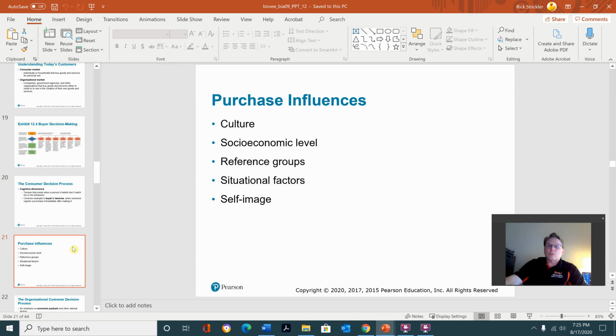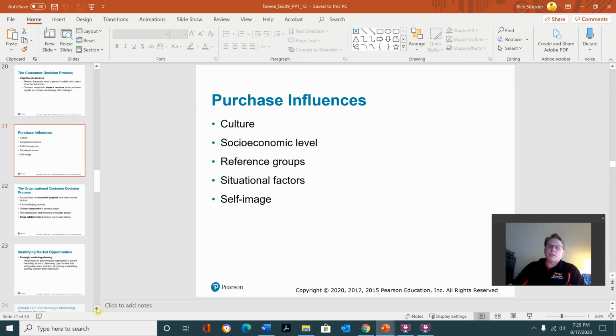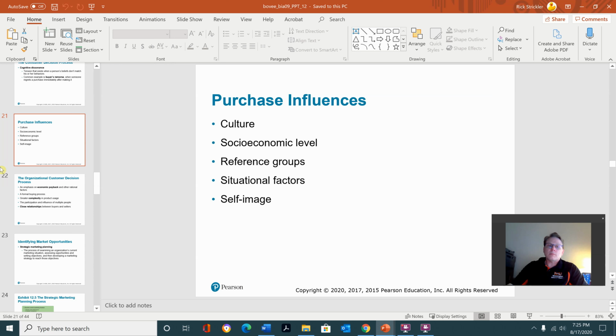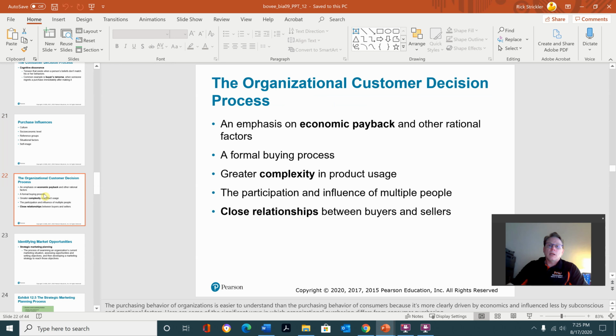Purchase influences: culture, socioeconomic level, reference group, situational factors, and self-image. There is a reason why people will pay an extra $10,000 to have the Lexus symbol on their car instead of the Toyota symbol, even though they're made by the same company. It's all about image. Do I want the image of a Toyota, or do I want the image of a Lexus? And then here's the organizational customer decision process that I already went over.